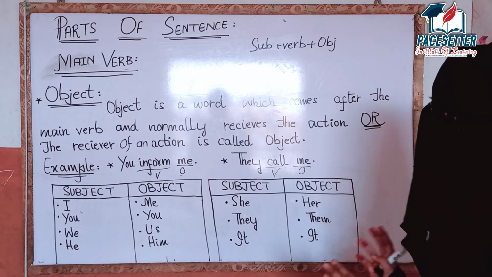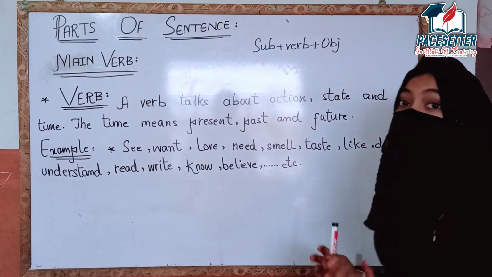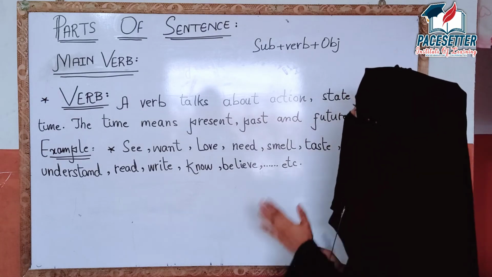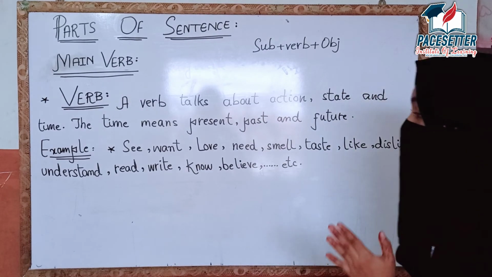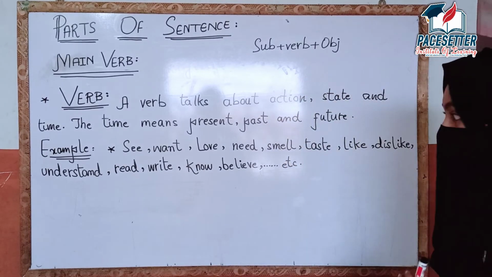Now move towards our last part of sentence, that is verb. So what is verb? A verb talks about action, state and time. The time is present, past and future.